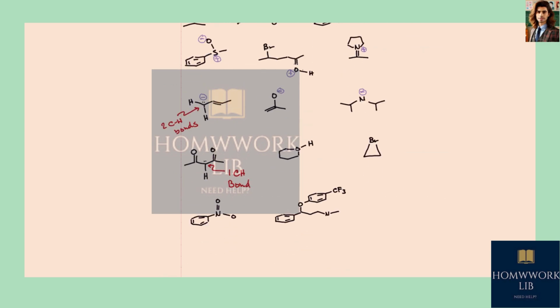Next up, over here, we're going to have one carbon-hydrogen bond and a pair of electrons over this carbon atom. So this is going to be a negative charge. This is going to be a carbanion. Following over here, this oxygen is also going to be protonated. This is going to have a positive charge.